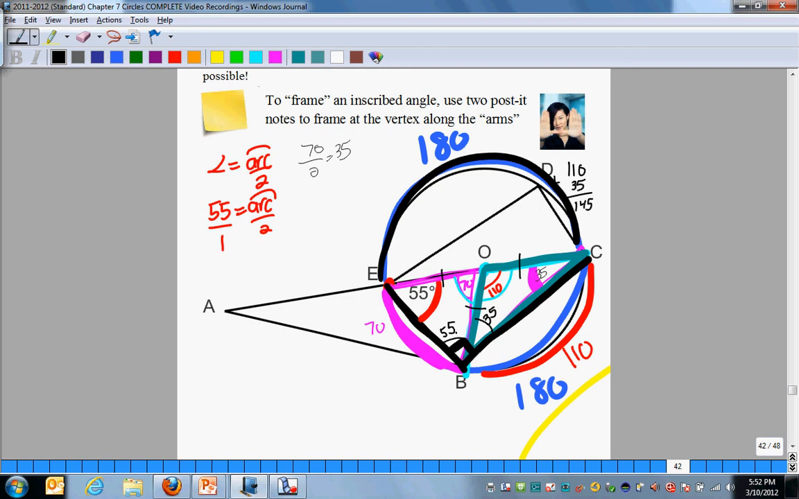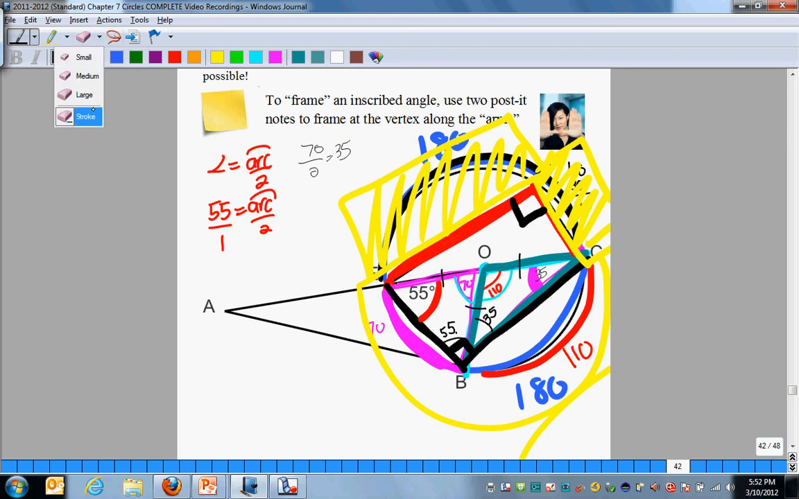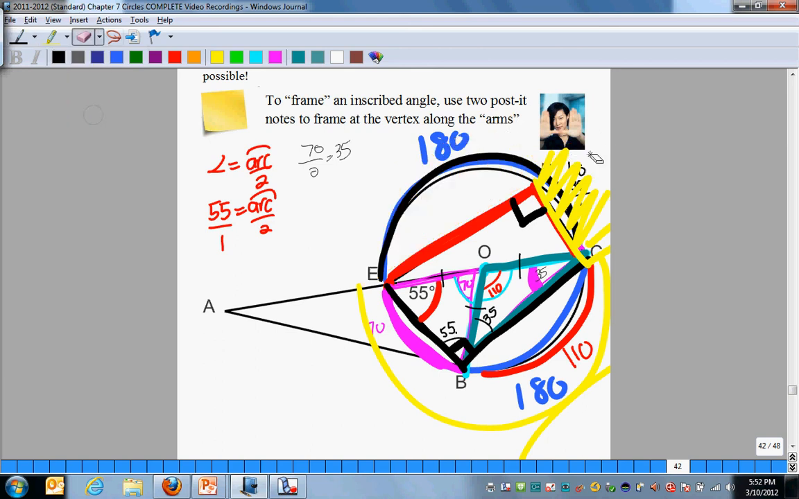Let's see what else we can find. We have an inscribed angle over here at D, inscribed angle. So get your Post-its and frame that up. We see that this grabs 180 degrees. Therefore, back here is 90 degrees. Because it's inscribed, it's half the arc.